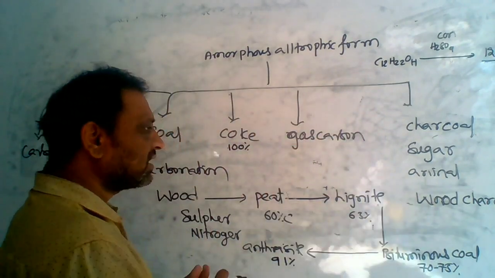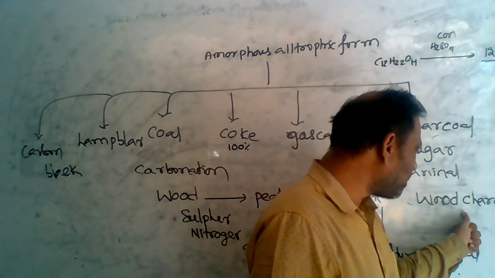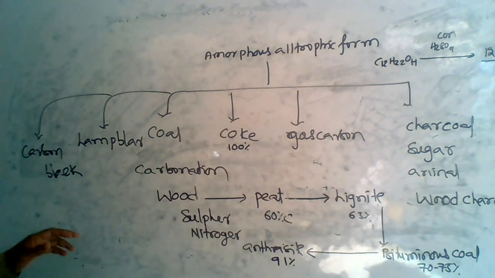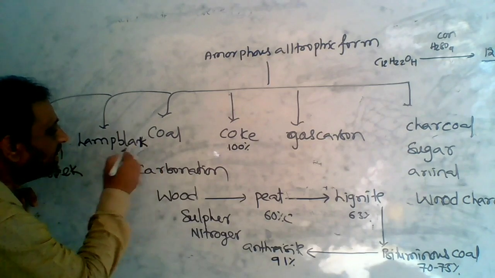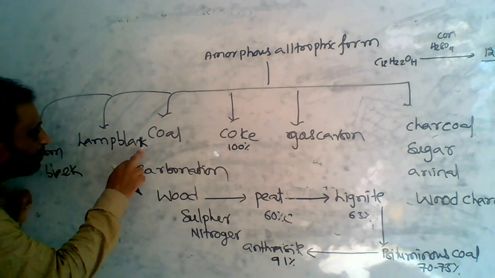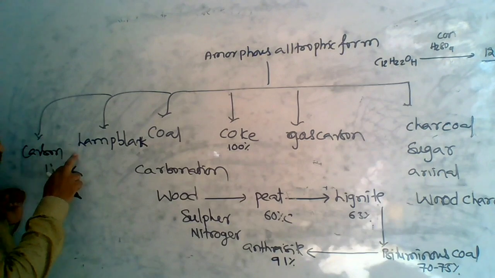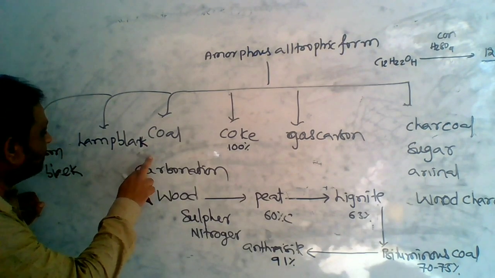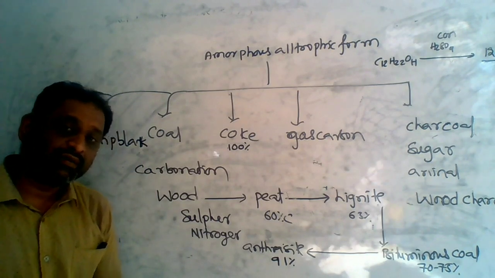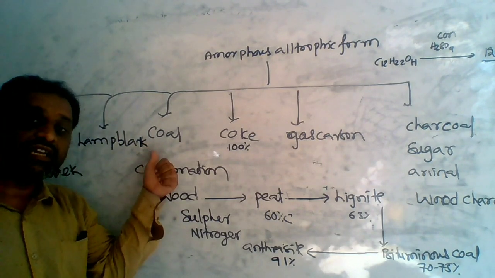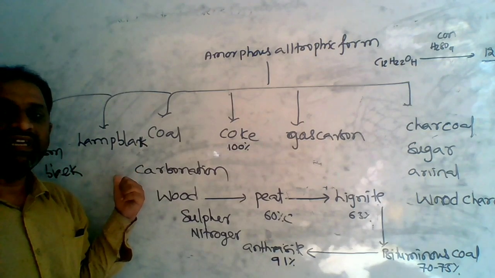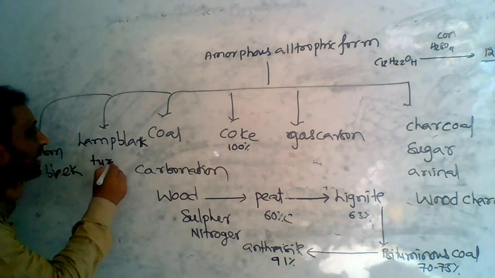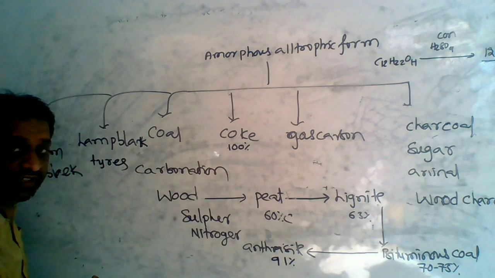It is also used as an adsorbing agent. It is also used as a fuel. Lamp black is obtained by the heating of plant body in the absence of air. I mean, lamp black is obtained by the destructive distillation of plant body. Lamp black is used in the manufacturing of tires.